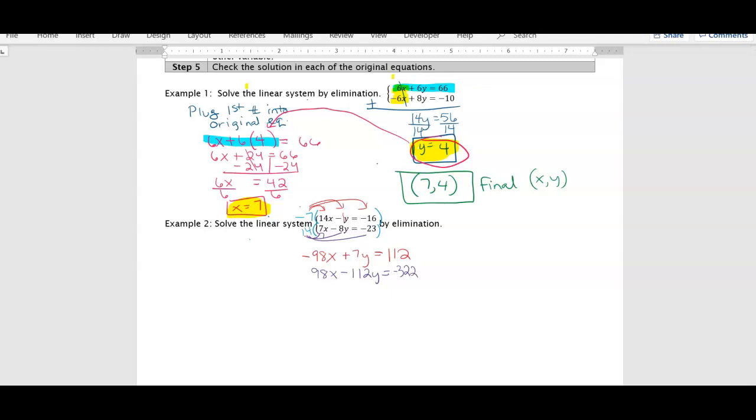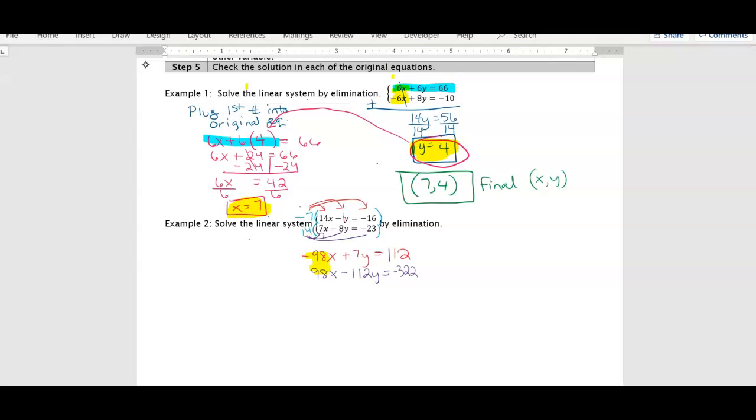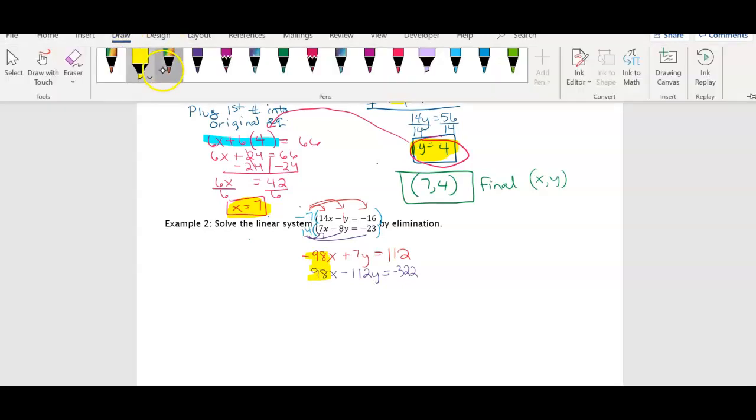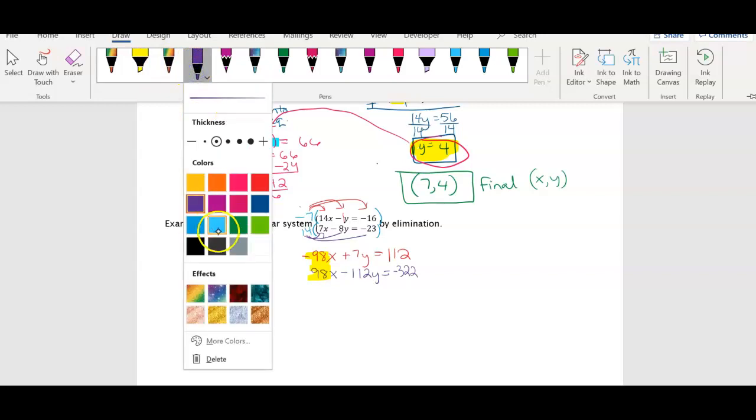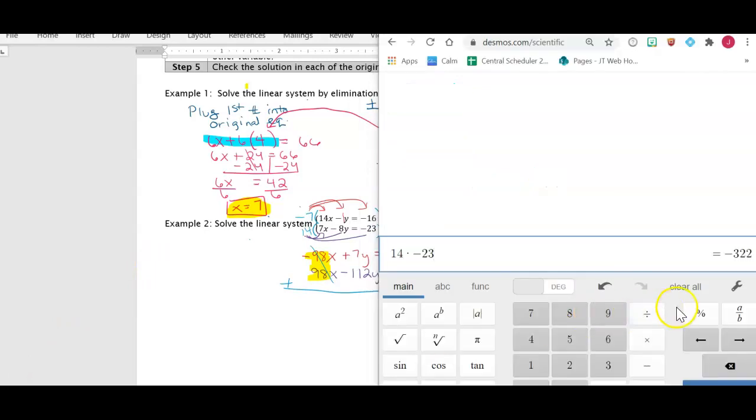So now what I should see is that my x values are the same on top and bottom, one positive and one negative. That means that they're going to cancel out now. So I'm going to add my two equations together. The x's cancel, and then I can add 7 and -112. I'm going to use the calculator. 7 plus -112 is -105.